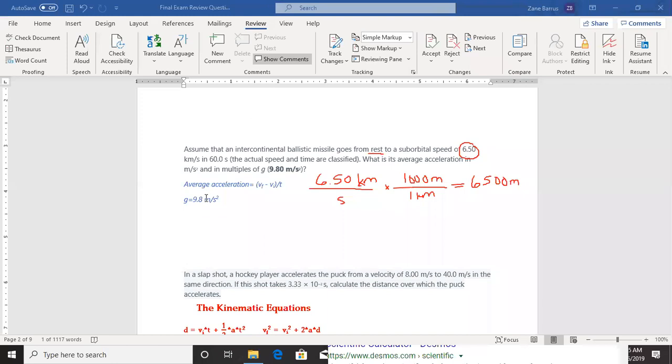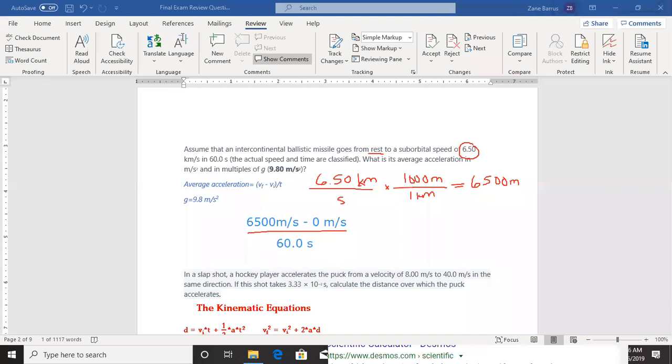I'm going to type this out just because it's a little bit faster. So based on our formula right here, our final velocity we just said was 6,500 meters per second. We're going to minus away our initial velocity, which was at rest, which is 0 meters per second. And we're going to put that all over our time unit. And our time was 60.0 seconds.